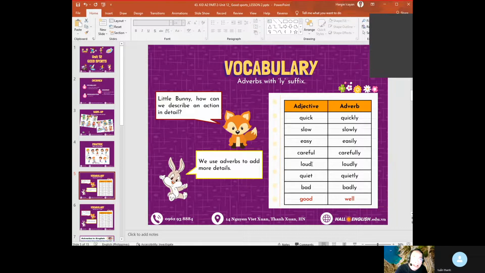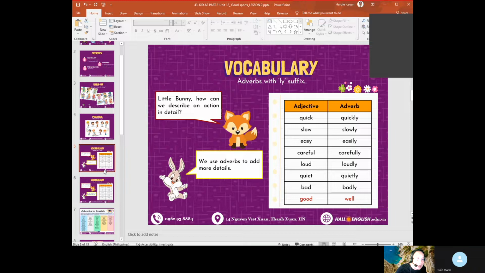Okay, and then loud, add ly, so that becomes loudly. Quiet, add ly, that becomes quietly. Bad, add ly, that becomes badly. But remember, there are also some adjectives that, if we try to form the adverb, we do not put the ly. Like good, that becomes well. So later on, we are going to know what those irregular adverbs are. Did you understand this one, B, now?